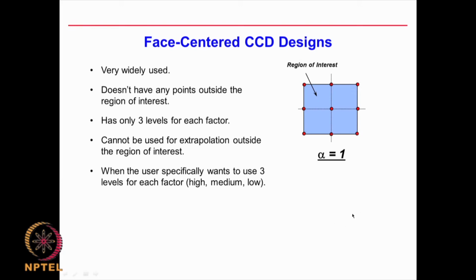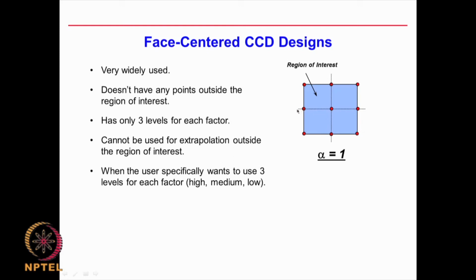Okay, so if you have say 2 parameters, that is like your square, and if you are doing a CCD, the 4 points in the square, that is the 2 raised to the power 2, the center point, and if the star points are at the edges, so these are the 4, okay, these are called the star points. So when you are doing high, medium, low, medium is your 0 0, so this is the design.